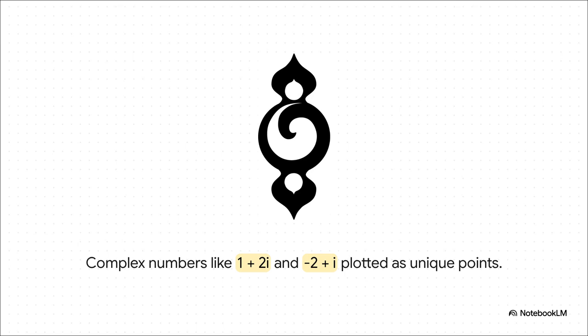And boom, here's what it looks like in action. All of a sudden, these totally abstract things have a real concrete place to live. The number 1 plus 2i is just hanging out at the point (1, 2). The number -2 plus i is over at (-2, 1). Every single complex number has its own unique spot on this plane. The impossible has been mapped.